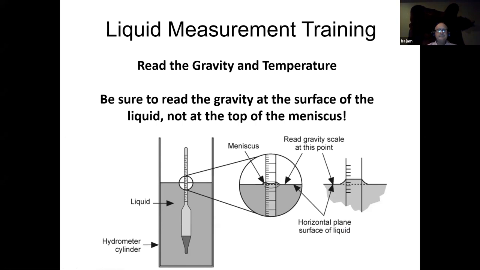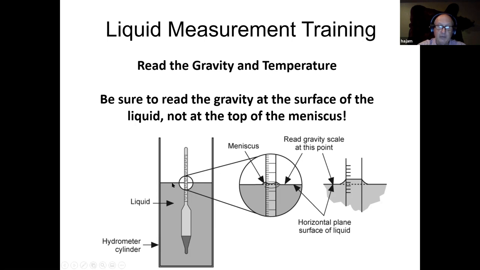Once you've read the gravity and the temperature, be sure to read the gravity at the surface of the liquid, not at the top of the meniscus, but at the surface. You'll see this rise of liquid clingage through the cylinder and the hydrometer. We want to read it straight across with the liquid level.